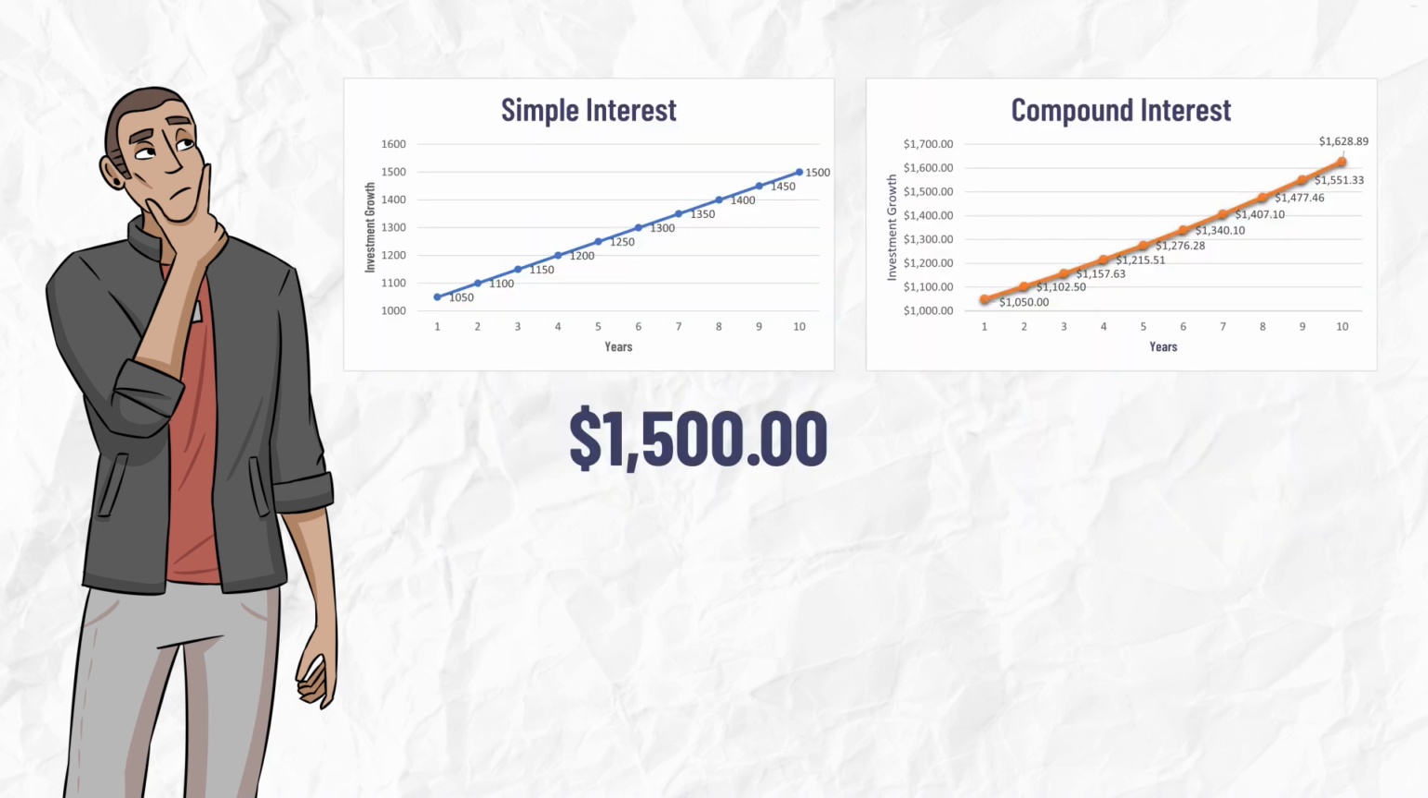When you compare the investment returns, there is a difference of $128.89. This is the power of compound interest. It might not seem like much, but if you consistently add to your investments and try to get a higher interest rate over time, it will add up.